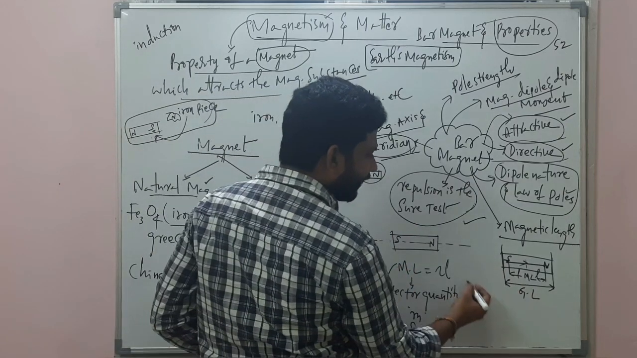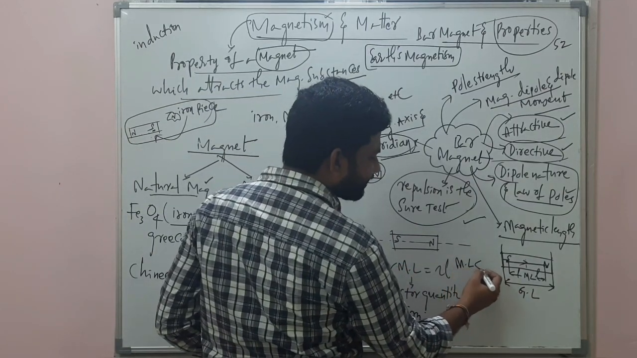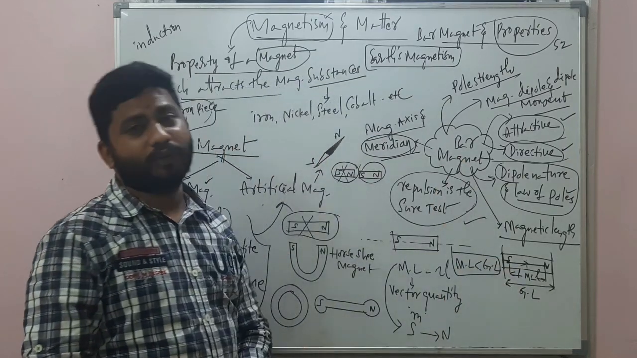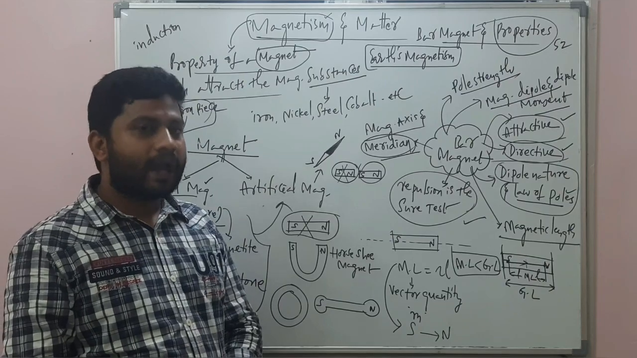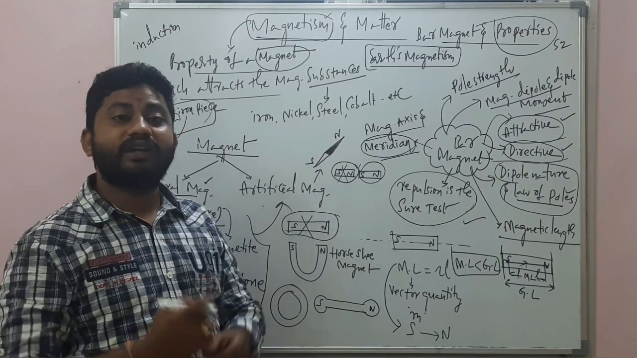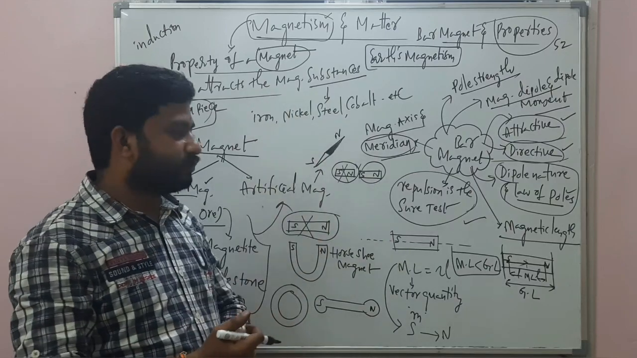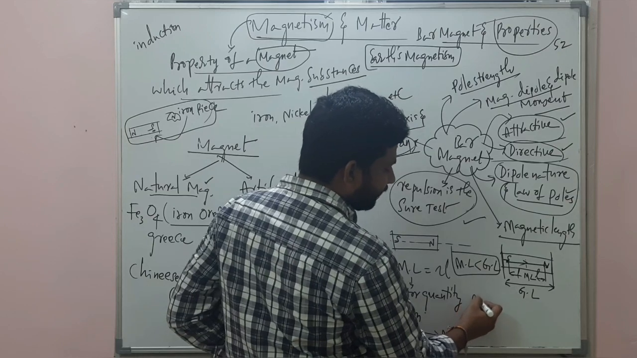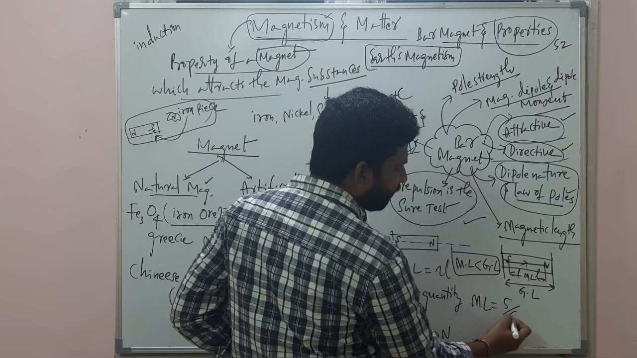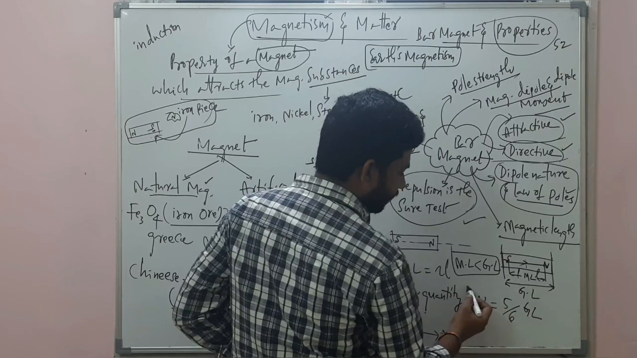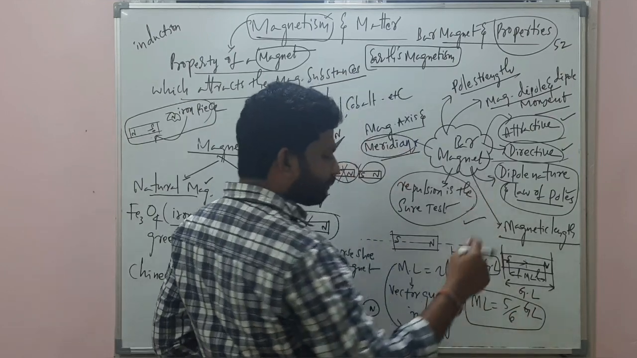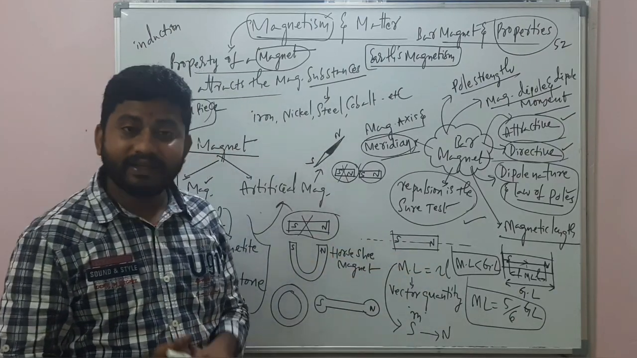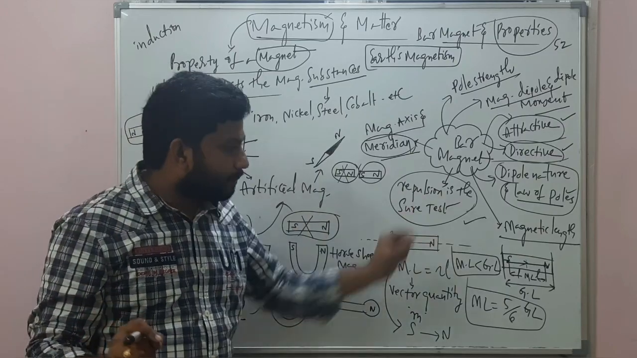And always the magnetic length will be lesser than the geometric length. Is it clear? And there is a relation between them according to physics, in the chapter called magnetism and matter. The magnetic length is approximately 5 by 6 times the geometric length. Understand? Clear? So this is about magnetic length.